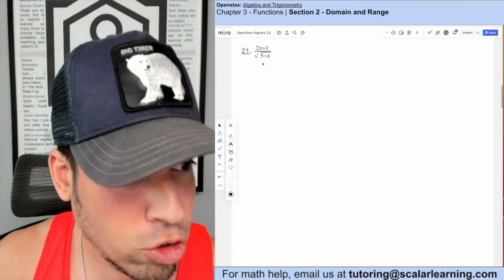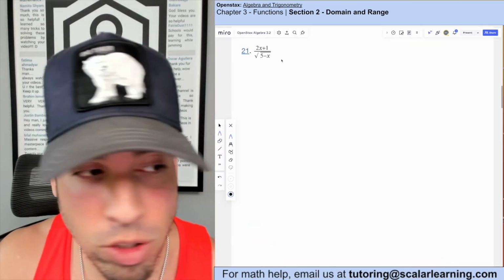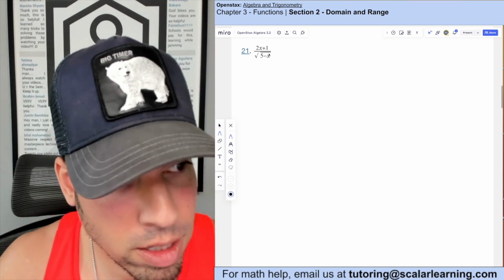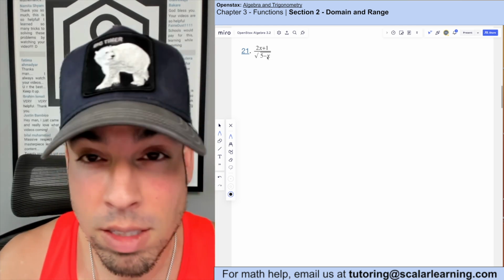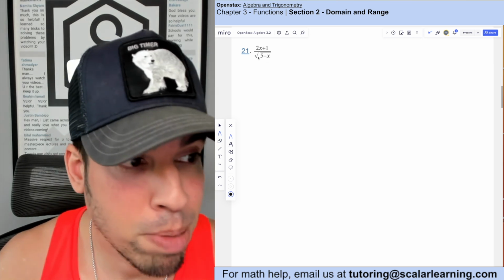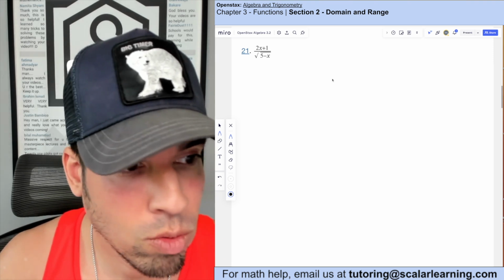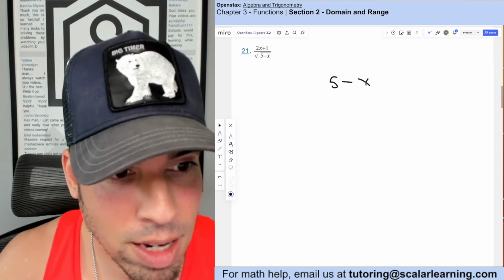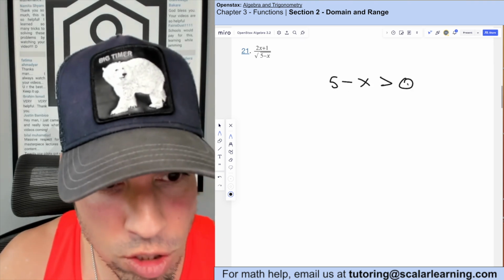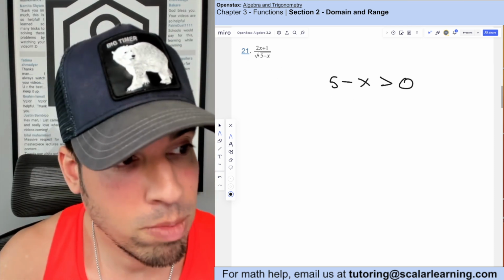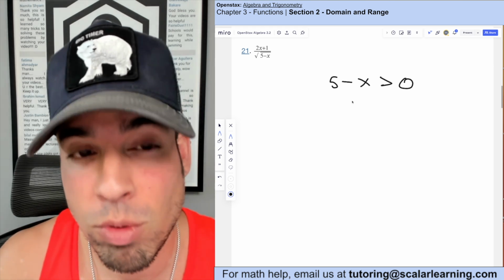Here we got something interesting. We have a radical and a rational equation for the function. So we're talking about domain here. What we want to recognize is the expression underneath the radical has to be positive, and it cannot equal 0, because it's in the denominator. So how do I represent that? Well, I'm just going to say 5 minus x has to be greater than 0. Normally, if it was just a radical, I'd say it can include 0. But here, because it's also in the denominator, we have to exclude 0.